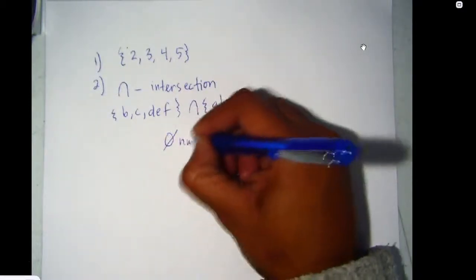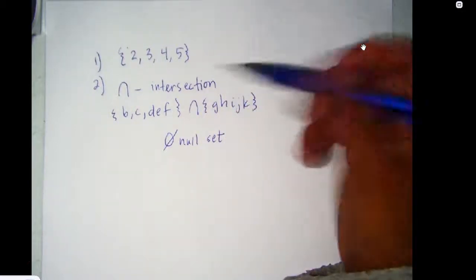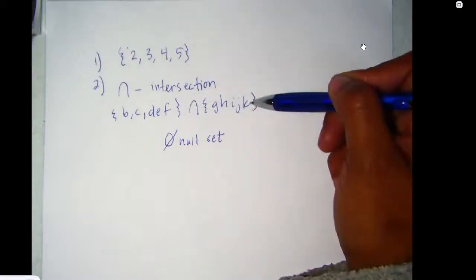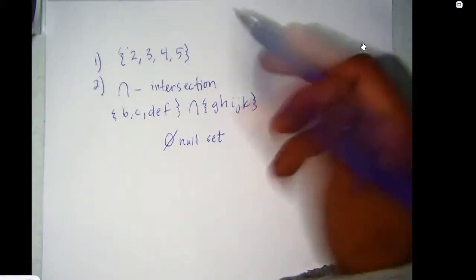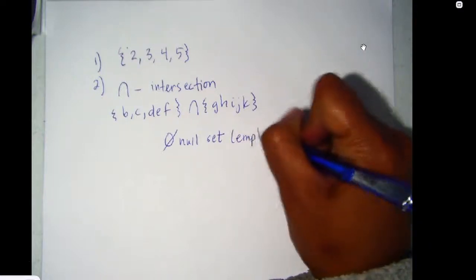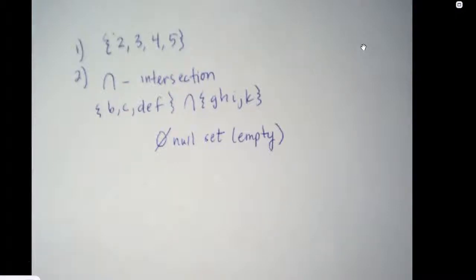Okay, so remember the symbol for the null set is like this. And so again, that means they have no intersection or nothing in common. There's no term in this particular set. So we use the null set, which is the empty set. Let me write that word, empty. Okay, all right, so now let's look at number three.